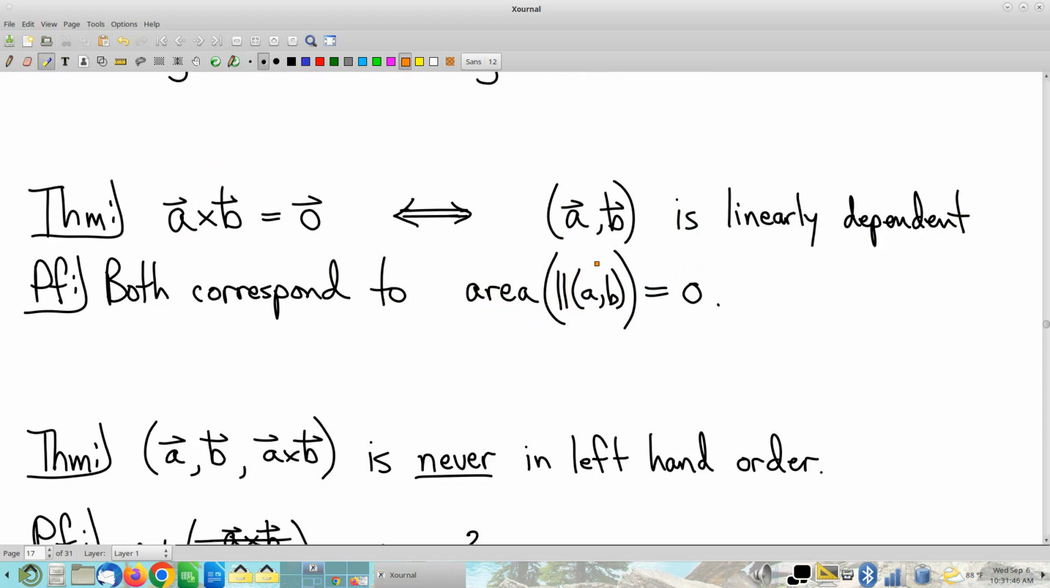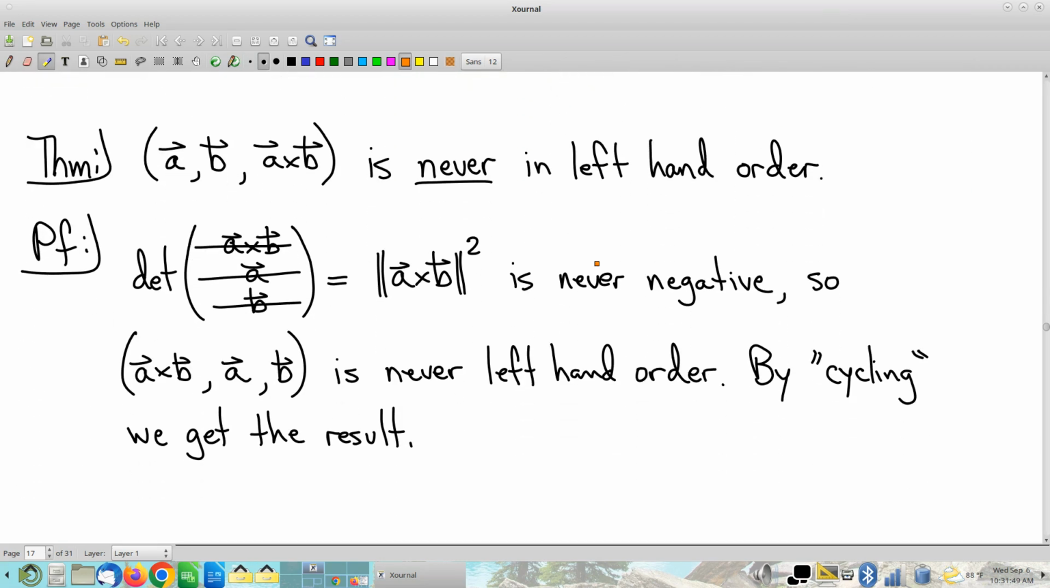Okay. Here's a good one. This list, and I emphasize order matters, is A, comma, B, comma, the cross product of A and B. I'm putting the cross product third. Furthermore, the left entry in the cross product is the first vector listed, and the right entry is the second vector listed. All that matters. That list is never in left-hand order.